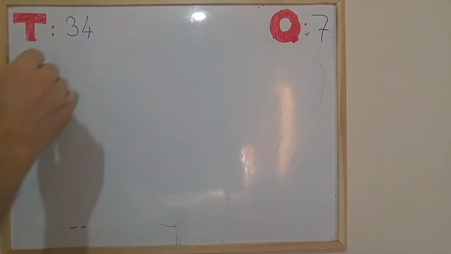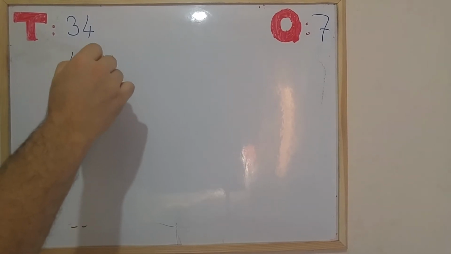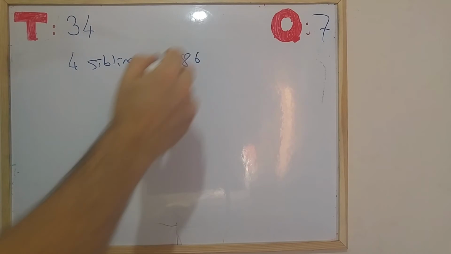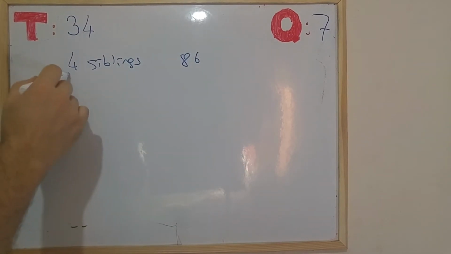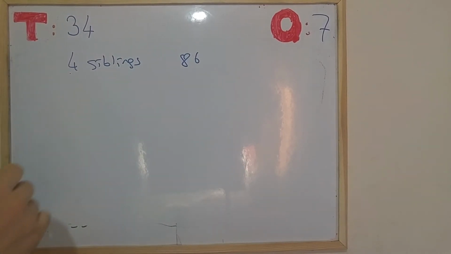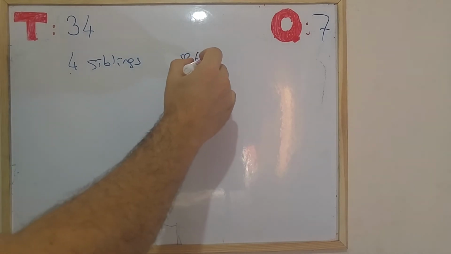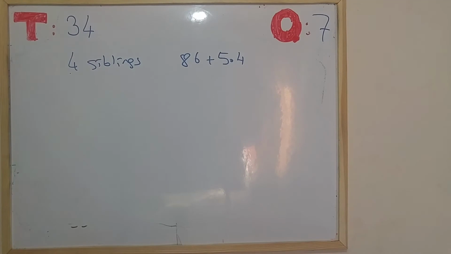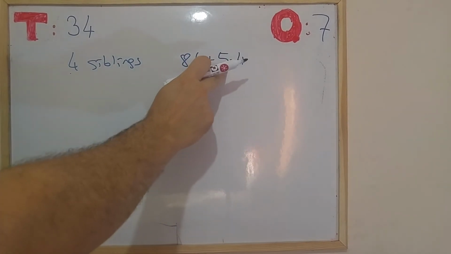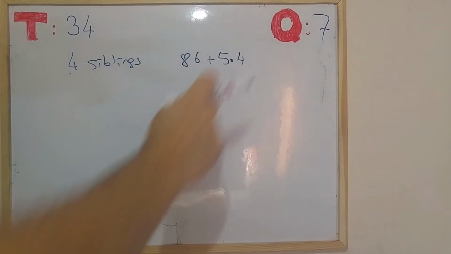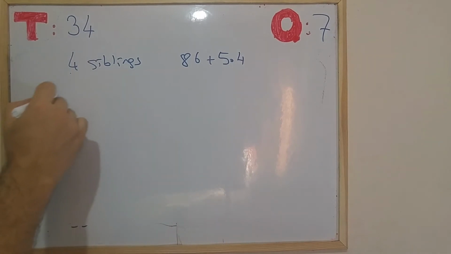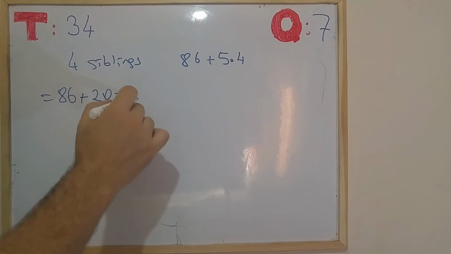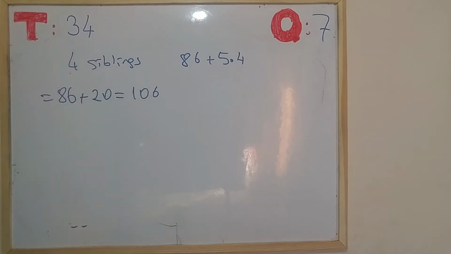I have 4 siblings with a total age of 86 at the moment. In 5 years, each of these siblings will be 5 years older. So what I need to do is to add 5 times 4 to this number, because they're going to be 5 years older and there are 4 kids here. So this is equal to 86 plus 5 times 4, which is 20. The answer is 106.